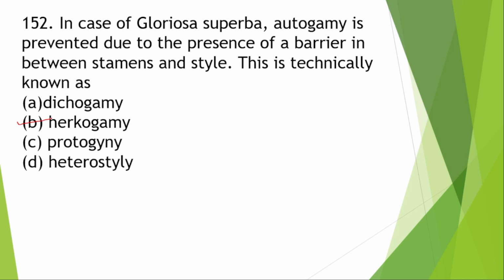In Gloriosa superba, autogamy is prevented by a physical or spatial barrier. The stamens are positioned at a distance and often face away from the style, making it difficult for the pollen grain from the same flower to reach its own stigma. This mechanism is known as what? Hercogamy.